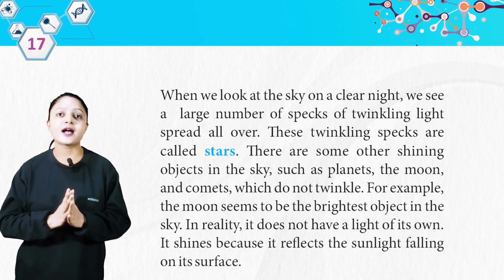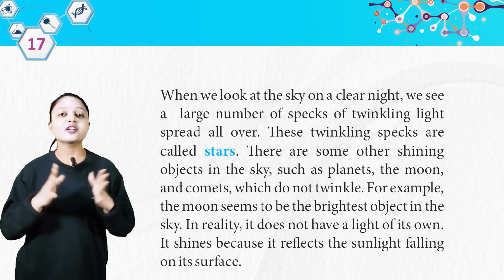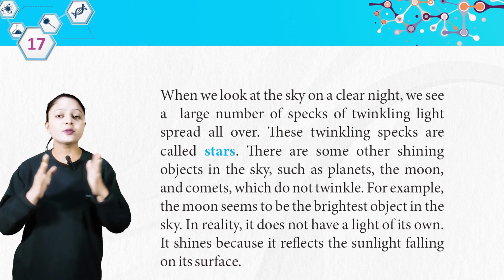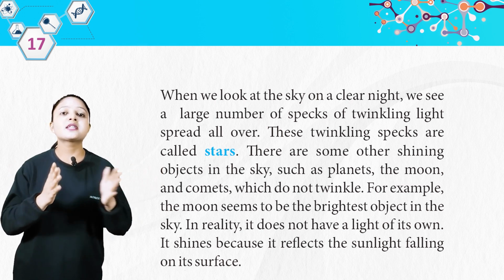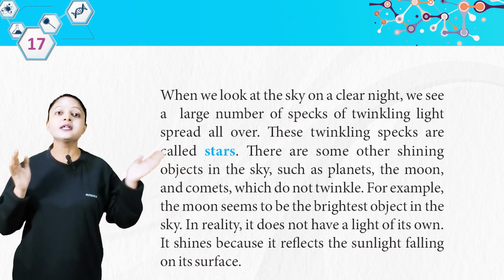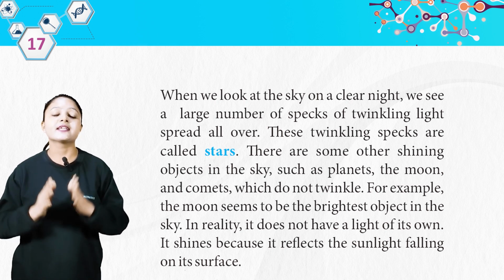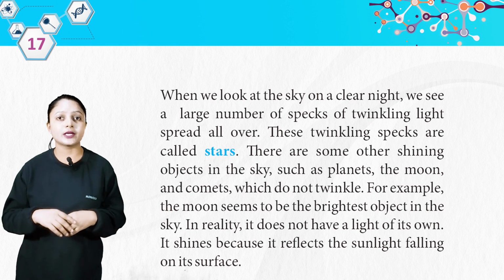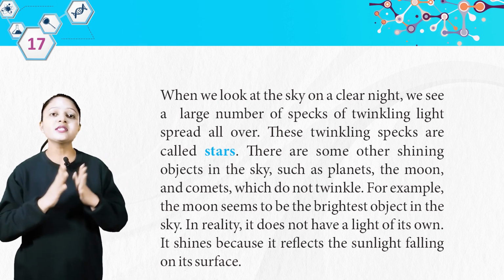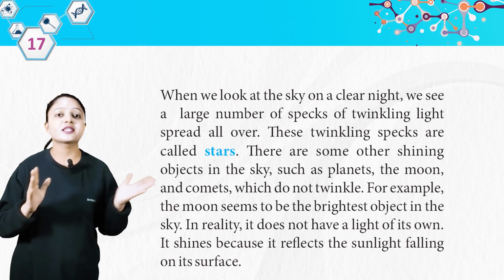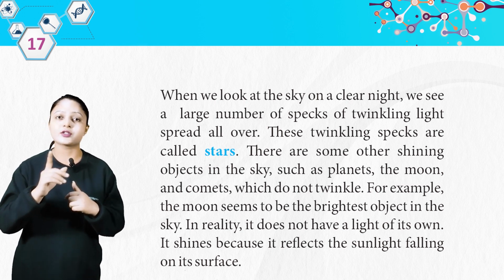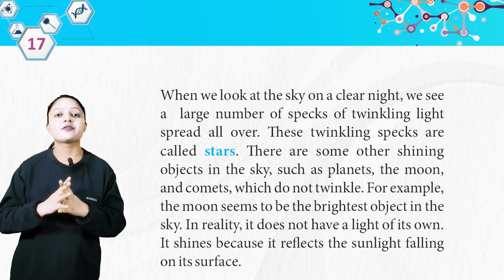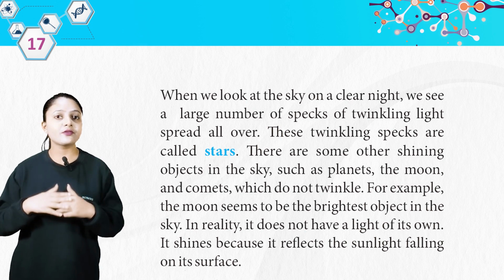When we look at the sky on a clear night, we see a large number of specks of twinkling light spread all over. These twinkling specks are called stars. There are some other shining objects in the sky, such as planets, the moon, and comets, which do not twinkle. For example, the moon seems to be the brightest object in the sky. In reality, it does not have a light of its own. It shines because it reflects the sunlight falling on its surface.